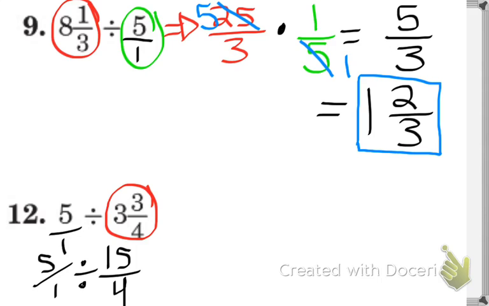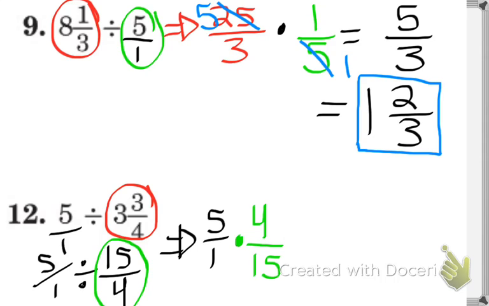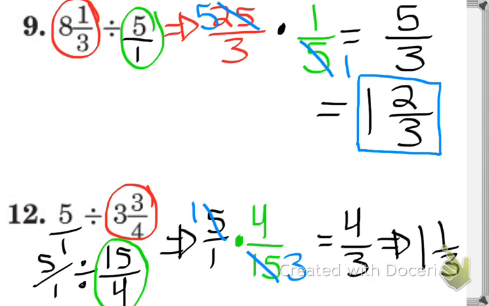Now you're ready to do the keep, change, flip. You're now ready to flip the one you're dividing by. Go ahead and do that. And now that you flipped it, you're ready to use your shortcut if you want to, but go ahead and multiply these fractions. We end up with 4 over 3, and 4 over 3 simplifies down to 1 1/3. And that's going to be our final simplified answer to that division question.